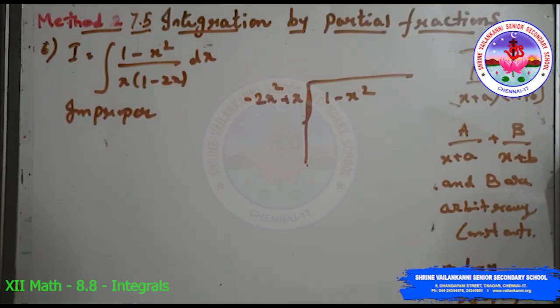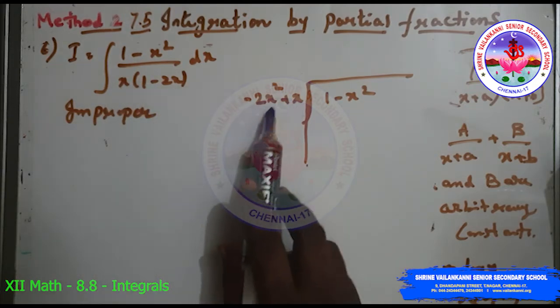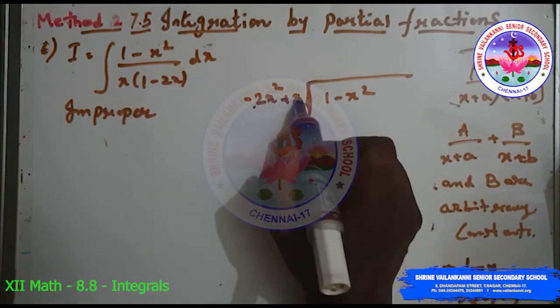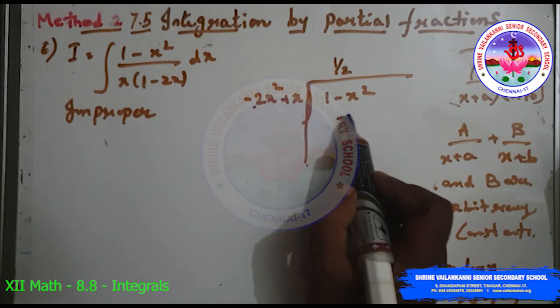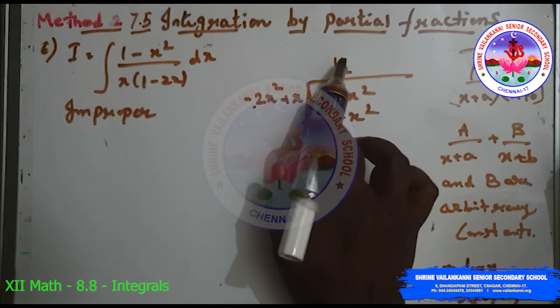Sixth question. Let I equal to (1 minus x square) by x into (1 minus 2x) dx. Since the integrand is not proper, that is, we have an improper rational function, we have to divide the numerator by the denominator. So multiplying this, x into 1 is x, x into minus 2x is minus 2x square. When we divide this, minus 2x square plus x into half, so we get minus x square plus half into x.